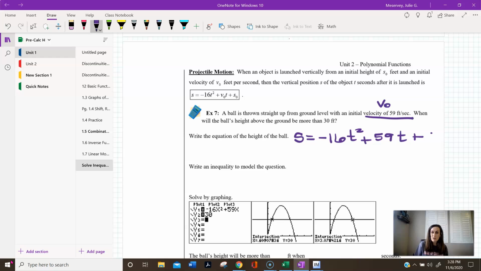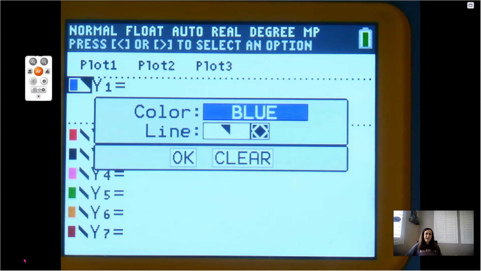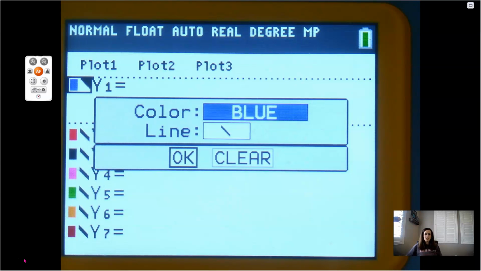It's thrown from the ground. Now the question is, when will the ball's height above the ground be more than 30 feet? So we are looking for greater than 30. So on the graphing calculator, let's go back and turn off the inequality. Arrow back over to that box, hit enter, come down to line, and if you want just a regular line, right arrow until we get that right there. And that's just your regular line.